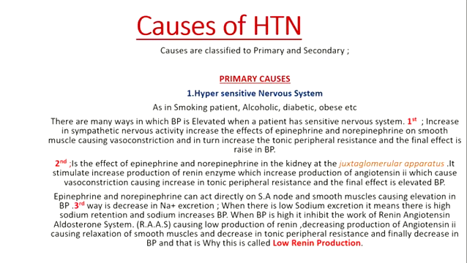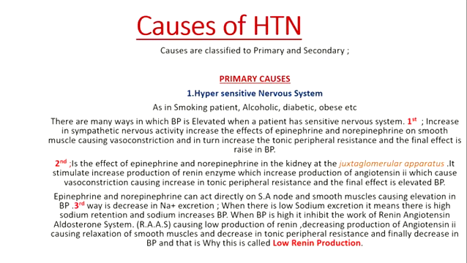The juxtaglomerular apparatus is informed that there is a need to increase production of renin enzyme, and to increase the production of angiotensin 2. Angiotensin 2 tends to cause vasoconstriction, and the end result of vasoconstriction is an increase in total peripheral resistance, and the end result is elevated blood pressure.